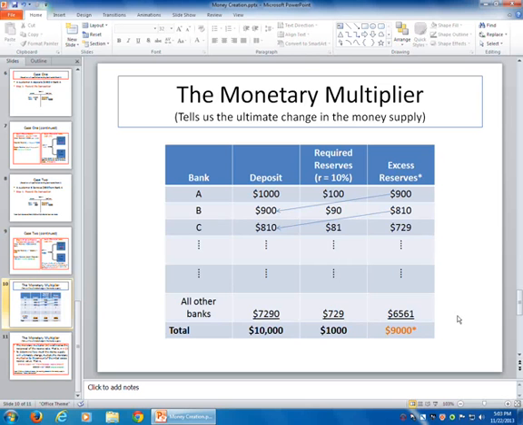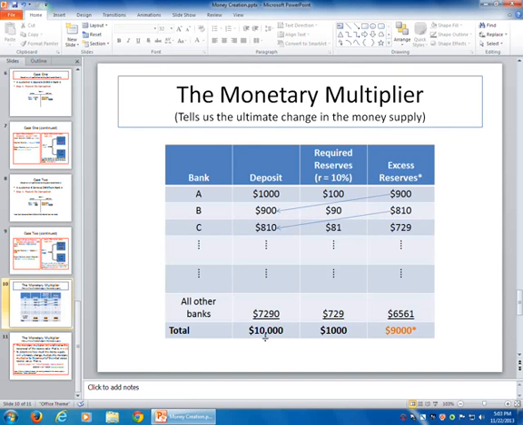And you have to remember, all this activity is coming from that first deposit of $1,000. Now, there's a neat way to get the totals. For example, in Bank A, we had the first transaction where $1,000 was deposited, $100 went into required reserves, and the difference, $900, went into excess reserves. So if you know the components of the first transaction, how much was initially deposited, how much initially went into required reserves, how much initially went into excess reserves, if you multiply those values times something called the monetary multiplier, you can get the totals.